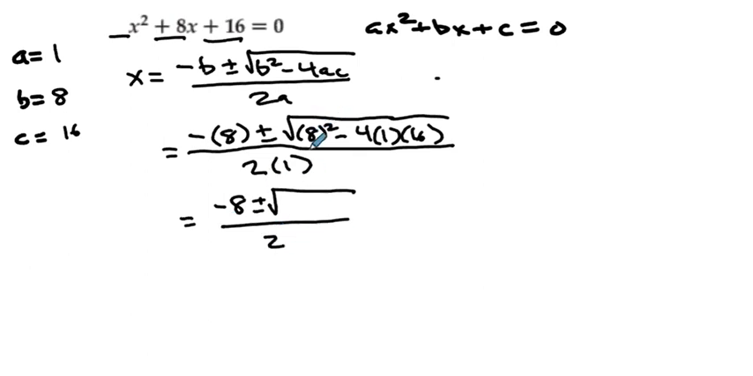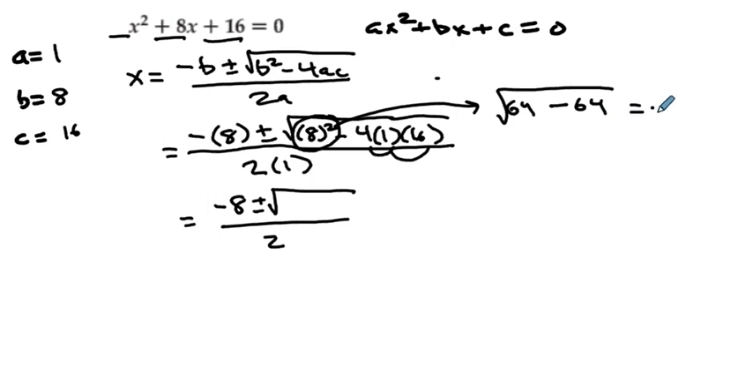Well, this gives me 64, right? That gives me 64. And then 4 times 1 is 4, and 4 times 16 is also 64. So this is what you get under your radical, right? You get 64 minus 64, which is the square root of 0. Well, the square root of 0 is 0.